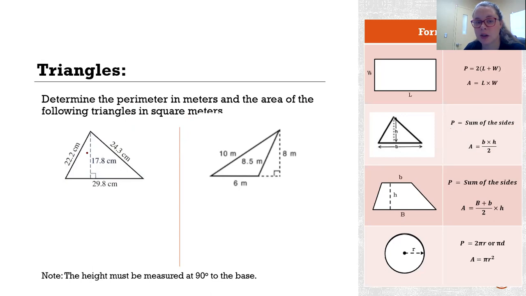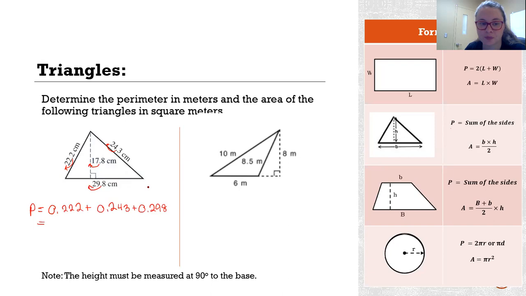So in order to do that, let's figure out our perimeter first. The perimeter is easy. If we want to find it in meters, let's move our decimal place. We move our decimal now. We don't have to worry about it later. So we move our decimal 2 places to go from centimeters to meters. So the perimeter is going to be 0.222 plus 0.243 plus 0.298. Those are all in meters.